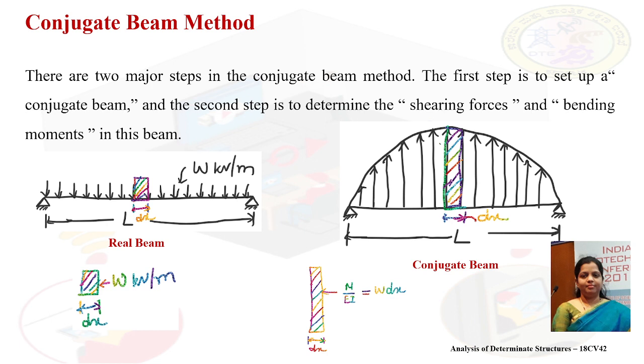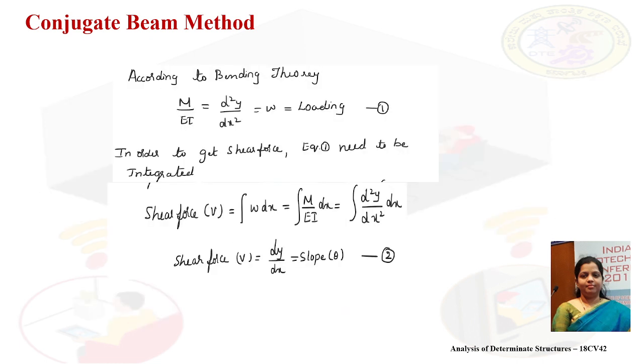First, let us consider a part of the real beam, an element of length dx. It is as shown here. Similarly, we will consider an element strip of length dx in the conjugate beam. The load in the real beam, W kilonewton per meter, will be equal to the M by EI diagram of the conjugate beam. This will be equal to W into dx. According to bending theory, M by EI is equal to d square y by dx square. This will be equal to W, that is loading.